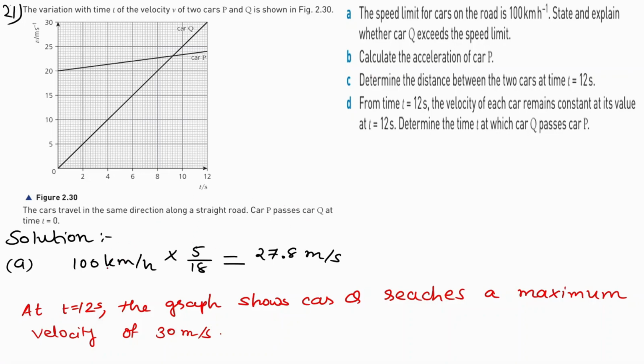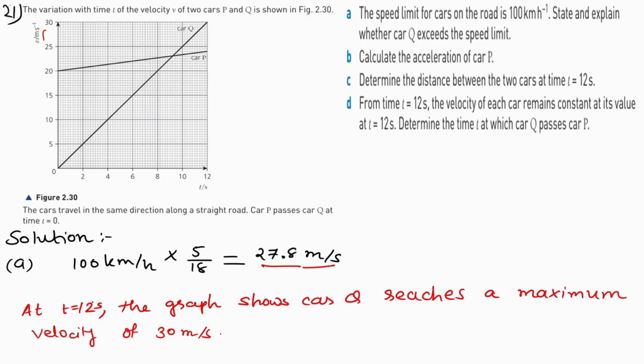For that, first we have to convert kilometer per hour into meter per second, because in this graph we have velocity in meter per second. So first we find the speed limit in meter per second. It is going to be 27.8 meter per second.